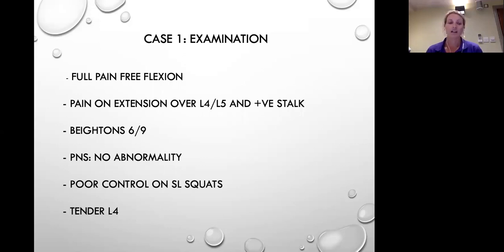He had normal sensation, normal tone, normal power within his legs, but single leg squats were pretty ropey. He was pretty wobbly with poor knee and hip control on both sides. And then lastly, palpating his lower back, we could see that he was sore over L4.